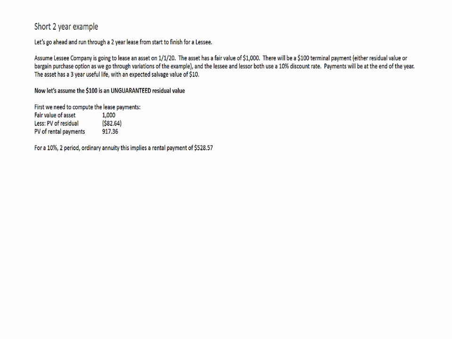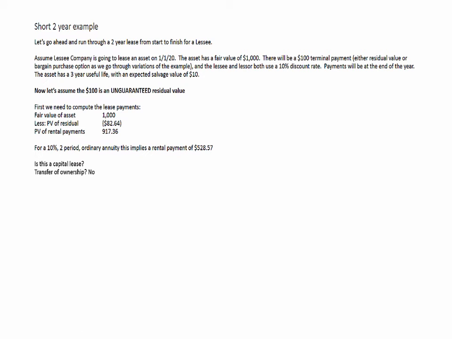Now, in reality, of course, an unguaranteed residual value is more risky for the lessor, so they may demand a higher rate of return. So instead of using a 10% implicit rate of return, they might demand an 11% rate of return. So saying that the residual being guaranteed or unguaranteed is irrelevant is not entirely correct. But assuming that we're going to be using the same discount rate, then it is. It doesn't matter whether it's guaranteed or not as far as computing the rental payment is concerned.